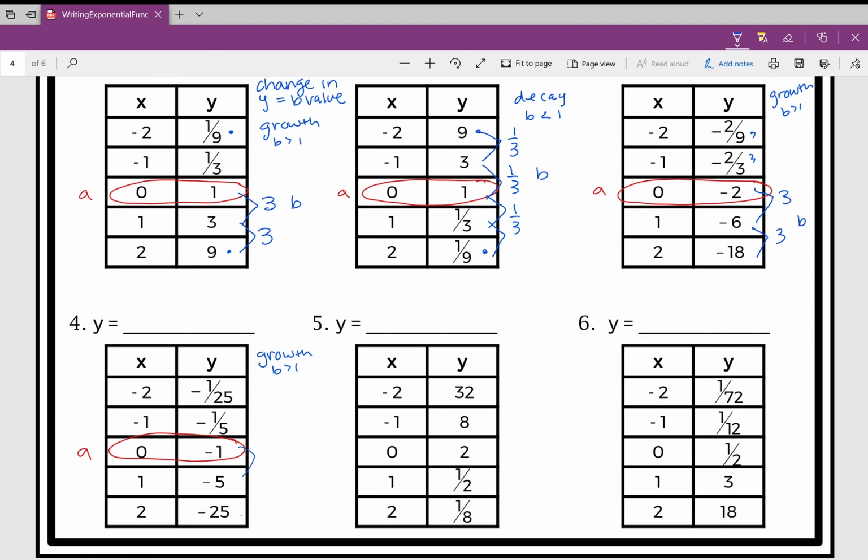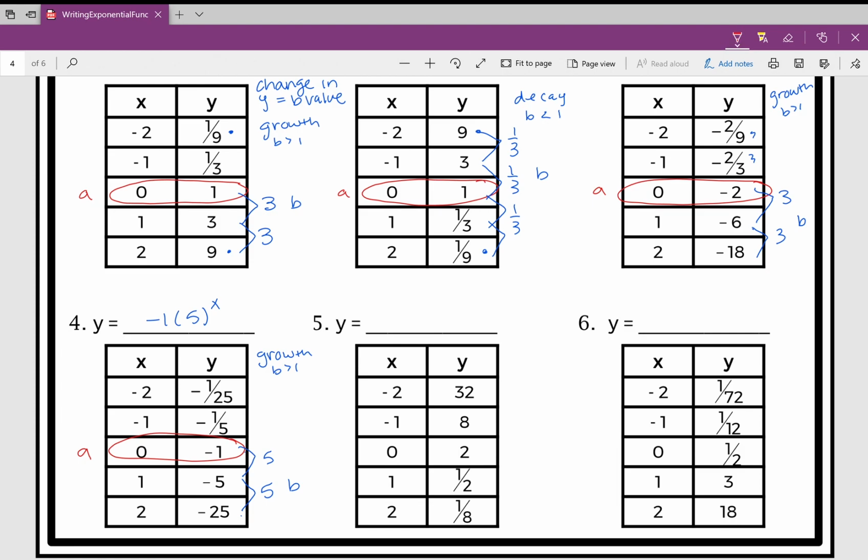So from -1 to -5, they're multiplying by 5. From -5 to -25, they're multiplying by 5, so that's my b value. So then I have -1 parentheses 5 to the x power. Remember, my -1 is my y-intercept, my 5 is my growth rate, and then x is just that exponent. Okay, let's look at number 5.